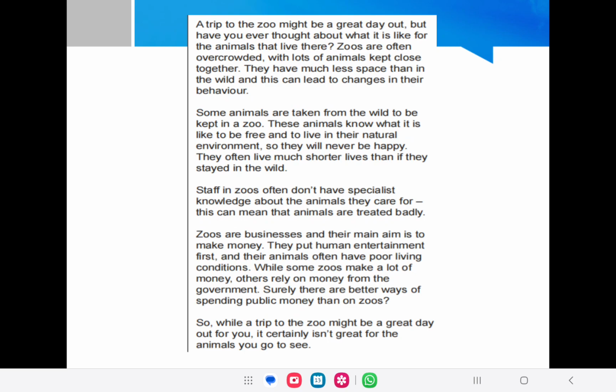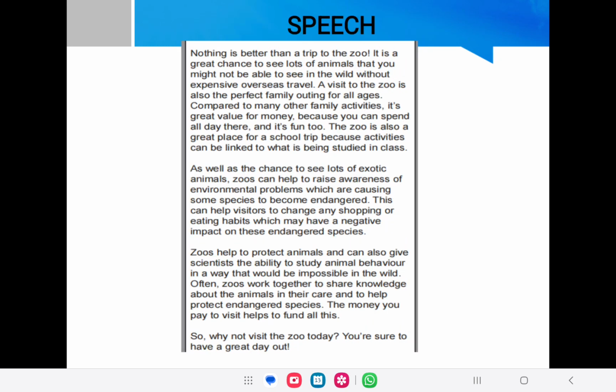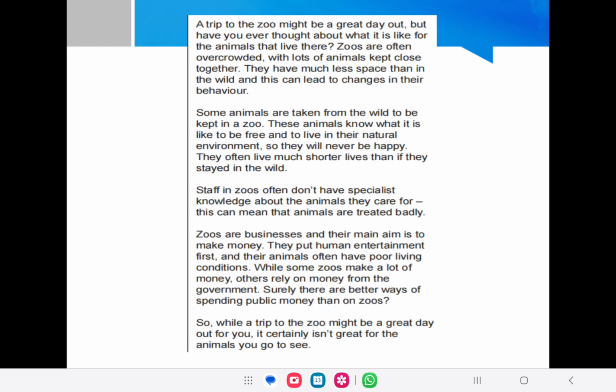This is text B and this is against zoos. This paragraph, all the points given here, they tell us that the zoo is a bad kind of thing for animals and they should be banned. So we have two texts, this is text A and this is text B, and we are not going to analyze these texts.